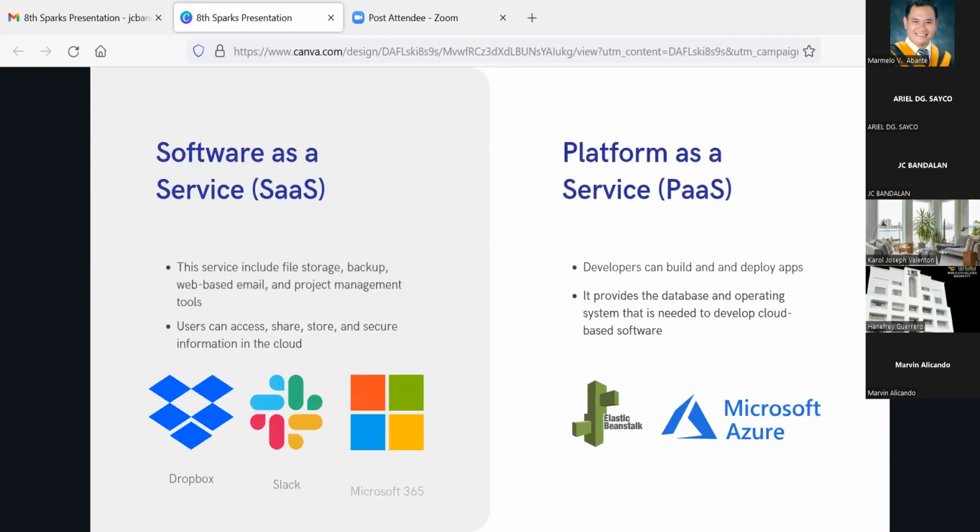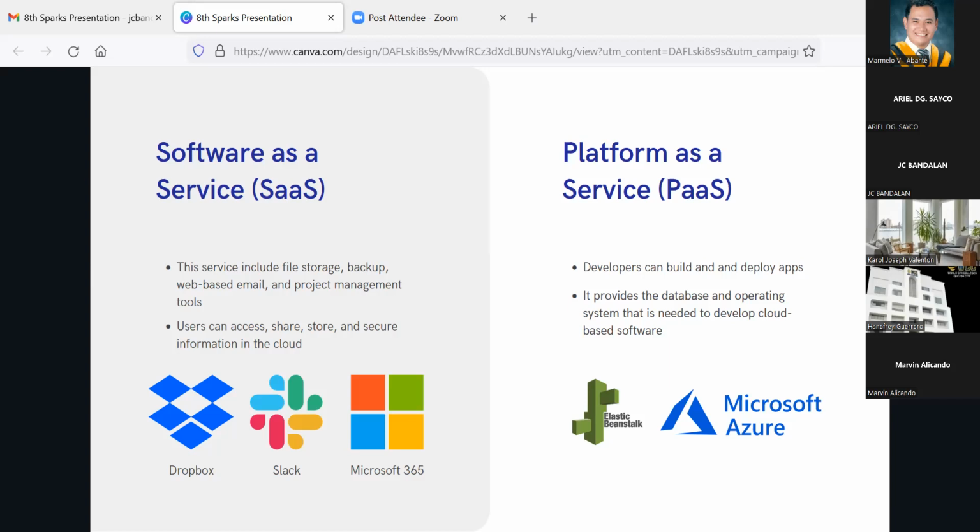Ito naman, software as a service, yung SaaS natin tinatawag. So this service includes a file storage, backup, web-based. Yung mga examples nito, of course, yung Dropbox, Slack, Microsoft 365. I think the most common pa na ginagamit dito sa Pilipinas actually is Discord, no? I think it's much better compared to Slack-based from my experience.